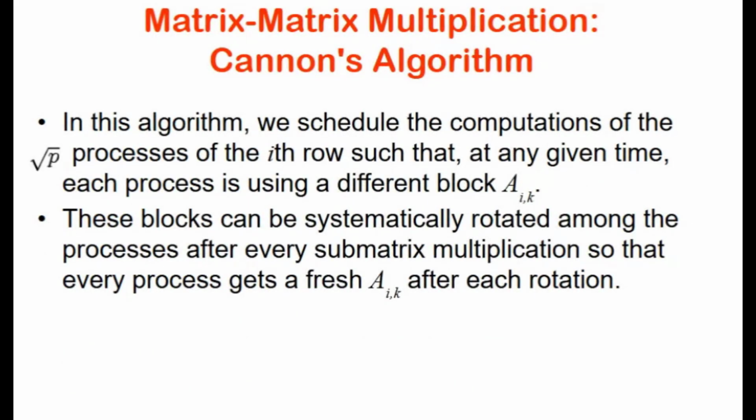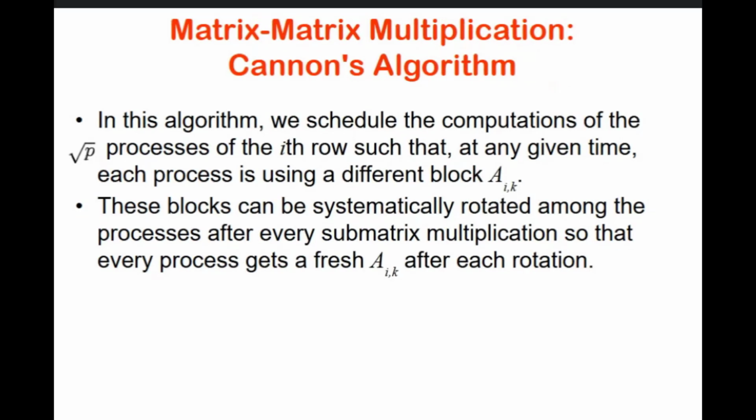In this algorithm, we schedule the computations of the processes of the ith row such that at a given time, each process is using a different block Aij, by using shifting. These blocks can be systematically rotated among the processes after every submatrix multiplication, so every process gets a fresh Aik after each rotation.